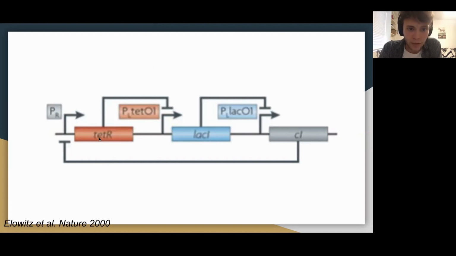Don't worry about the names. We have A, B, and C, and promoter A, promoter B, and promoter C. So what's happening here? As A gets produced, it goes and reduces B. As B gets produced, it goes and reduces the expression of C. And as C gets produced, it goes and reduces the amount of expression of A.